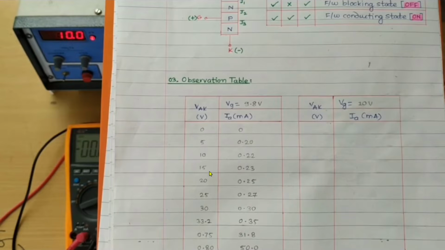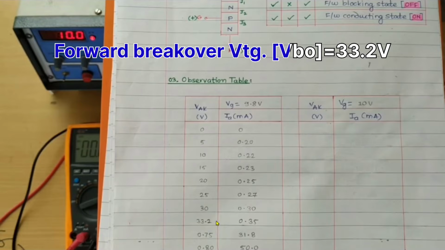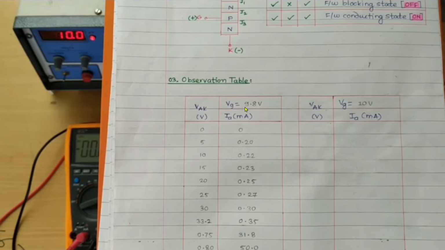So before 33 volt we are having forward blocking state where device is off, and after 33 we are having forward conducting state where device is in on condition. And 33.2 volt is nothing but our breakover voltage. So this is the case when we have applied 9.8 volt at the gate terminal.